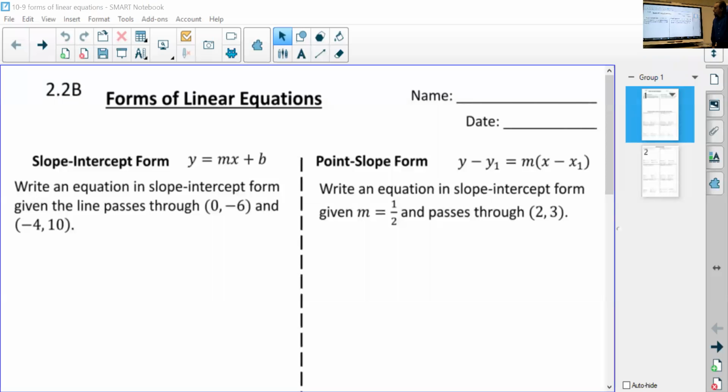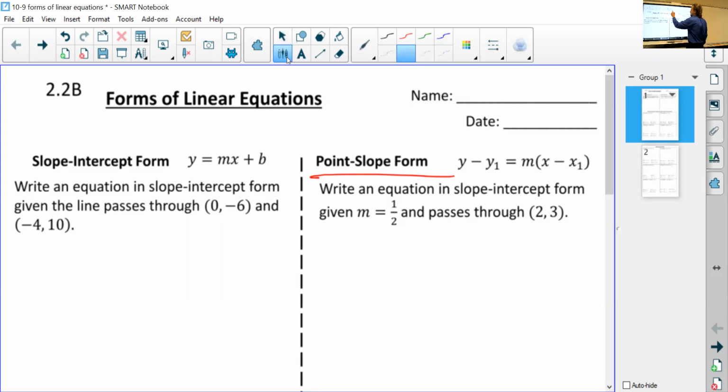Okay. So, forms of linear equations. Really it's slope-intercept form and point-slope form. This is our key for today. Slope-intercept form you've probably seen 100 times. It's not too bad. Point-slope form sort of scares some kids away, so that's what we're going to practice.